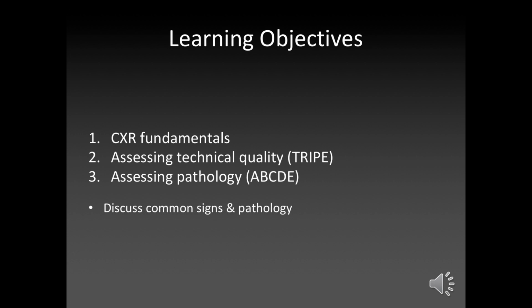You need to know how to assess technical quality. So when someone asks you to interpret a chest X-ray, you look at the type of X-ray, you look at rotation, inspiration, penetration, and the exposure, and then you go on to looking at the ABCDE. Now, different people have different ways of doing it. This is just the way that I came up with, and I was comfortable with it and it made sense to me. But everyone has their own way of doing things.